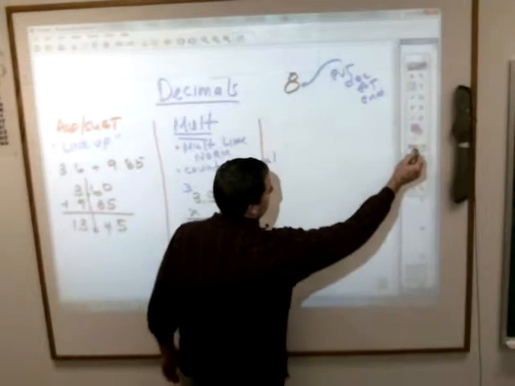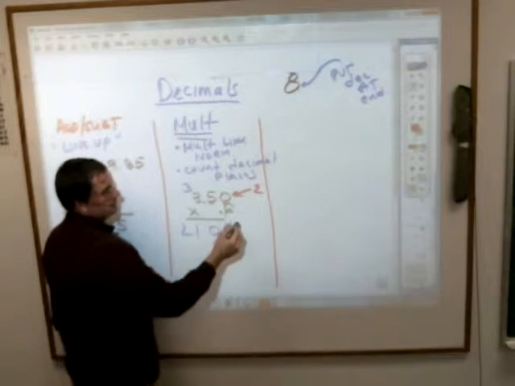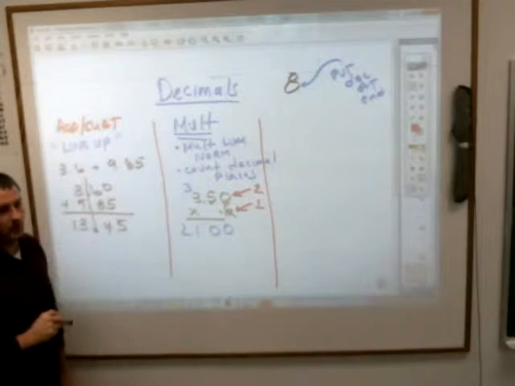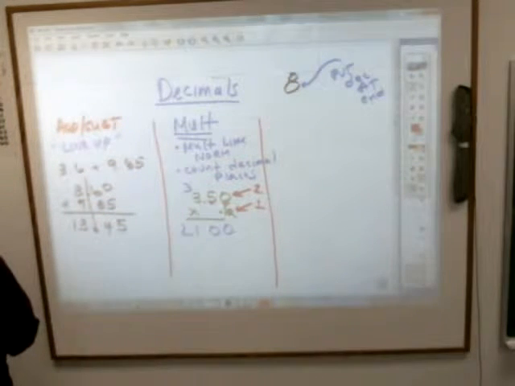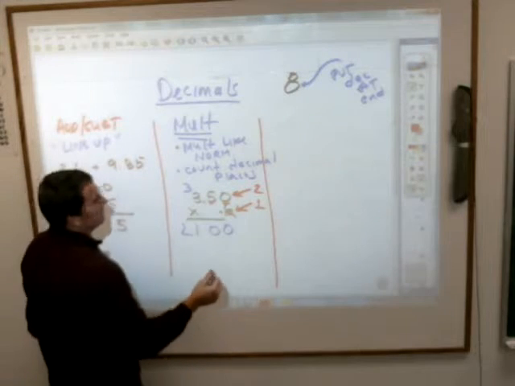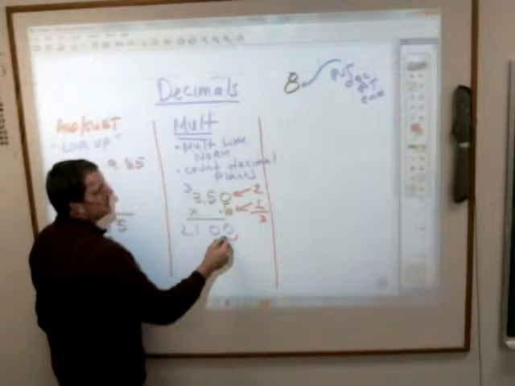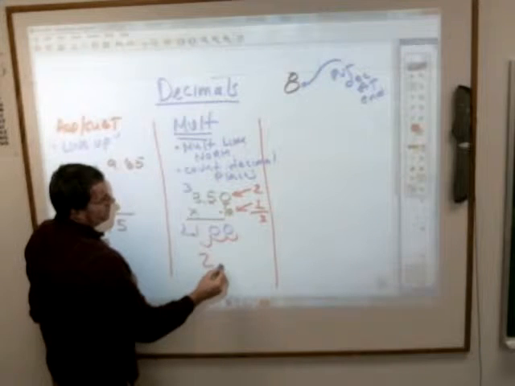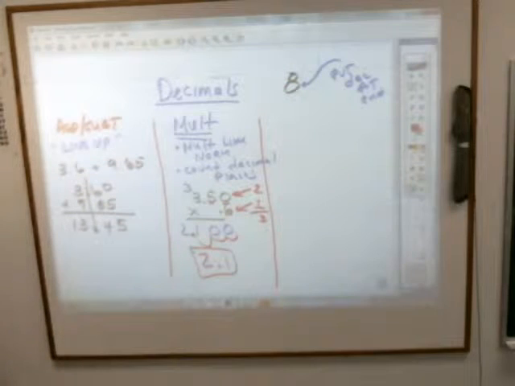You just simply do this. Let's see. There are 2 digits to the right of the decimal there. There is 1 digit to the right of the decimal there. In my answer, there must be that many digits to the right of the decimal. There has to be 3 digits. So I start at the right and count back 1, 2, 3 places. My decimal goes right there. My answer is 2.1. I don't need those zeros at the end. If they're there, it's fine. If not, it's fine. 2.1 is the answer.